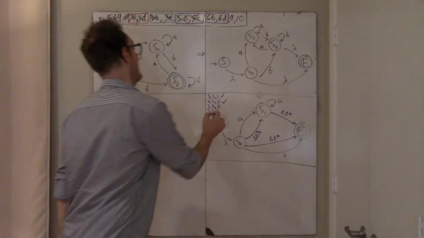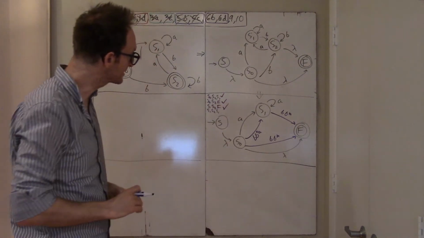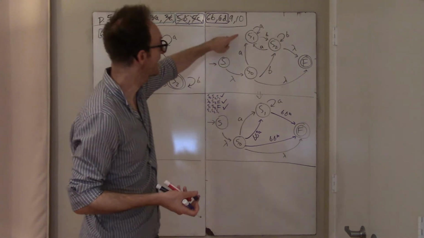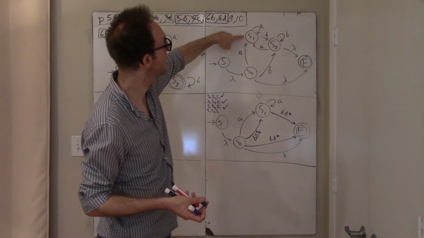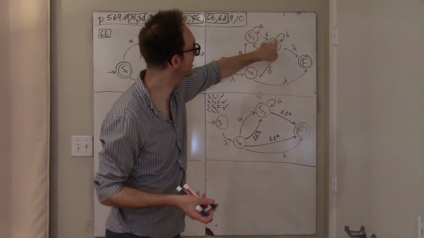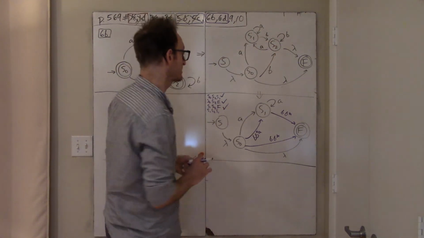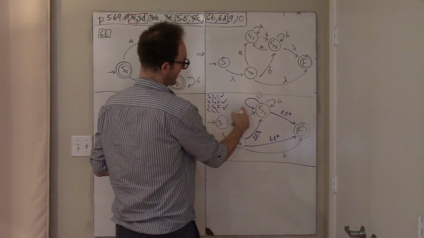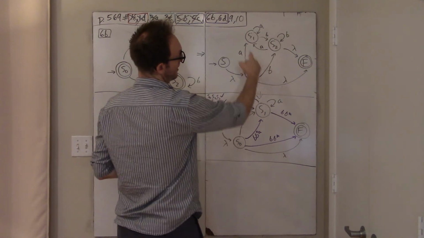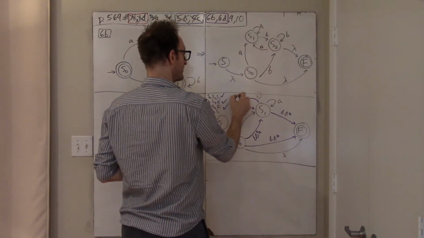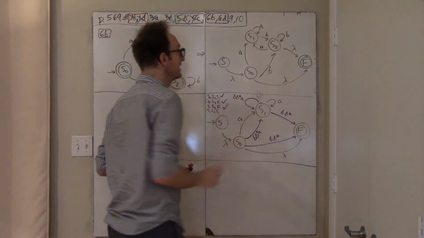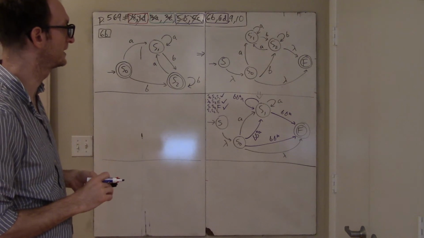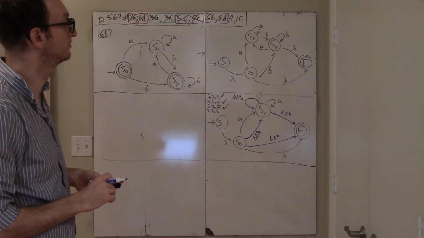And finally, not to forget, there was a path from S1 to S1 via S2. That path was, from S1, I do a B, some number of B's, and then an A. So I have to add a new loop here, which is B star A. And I think I just got them all now, right? What else is there? Yeah, boom, boom, boom, yep, boom.